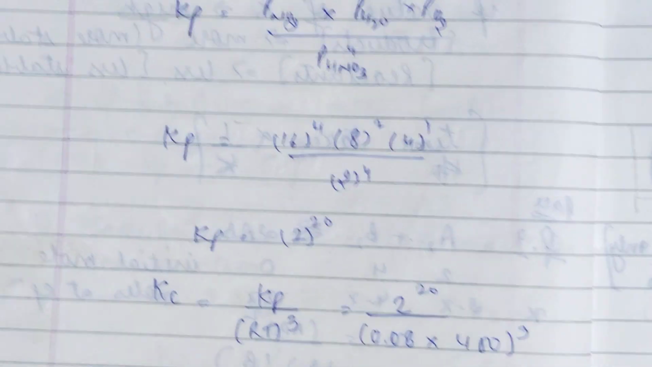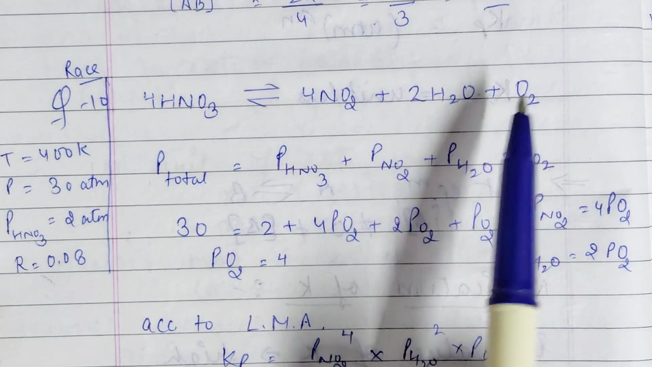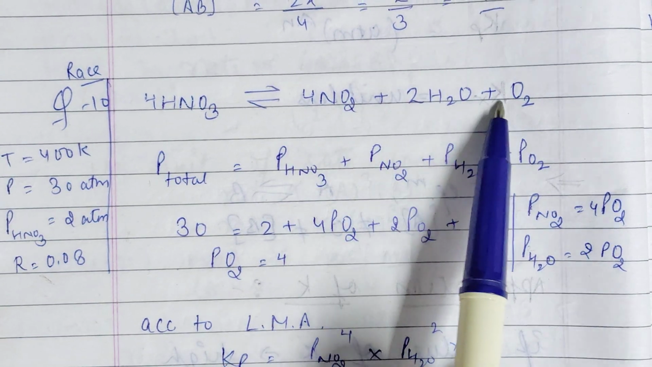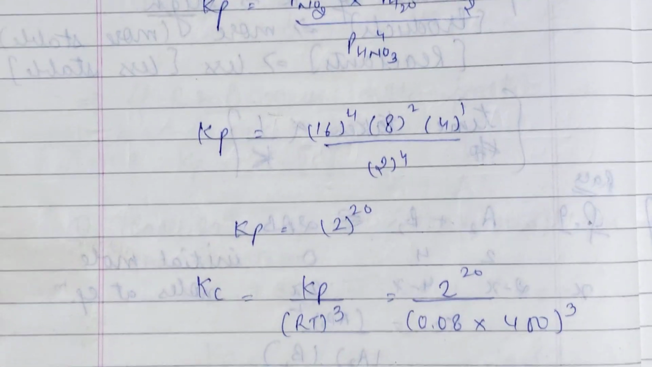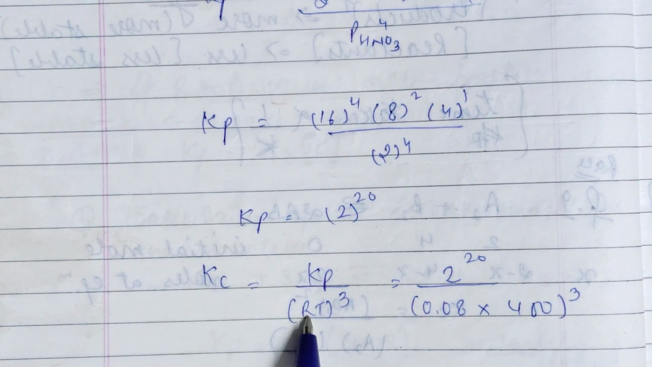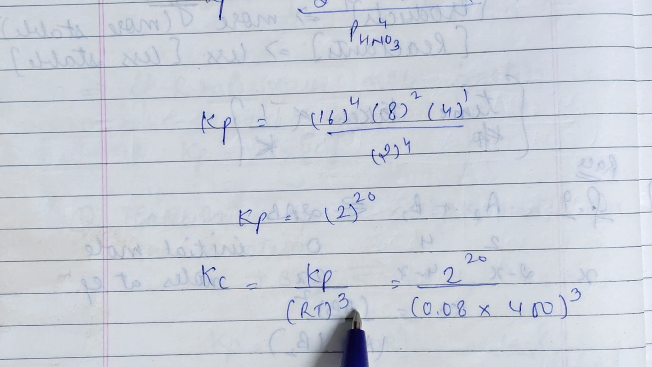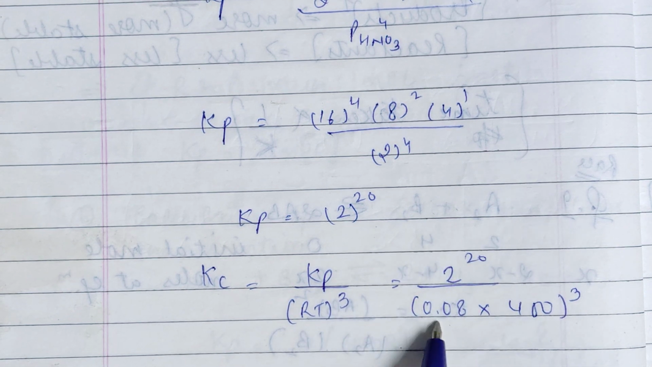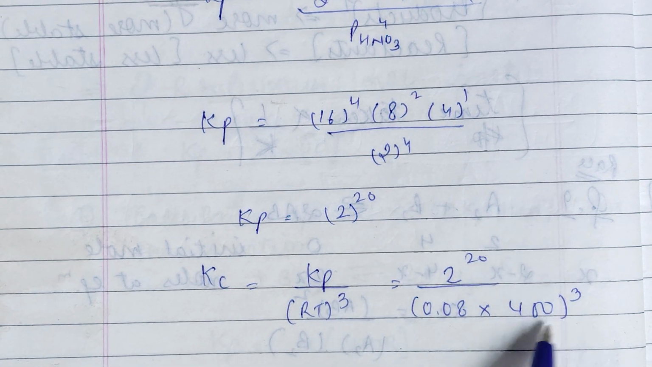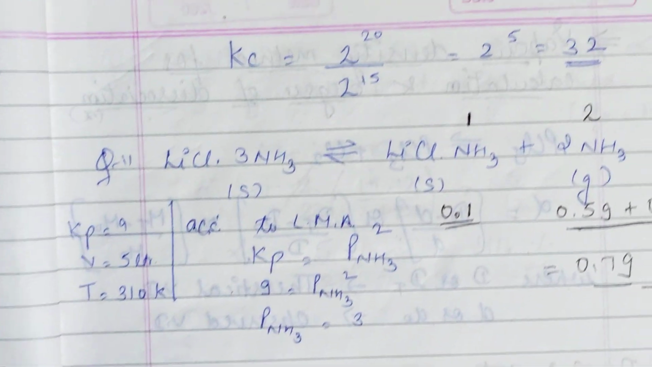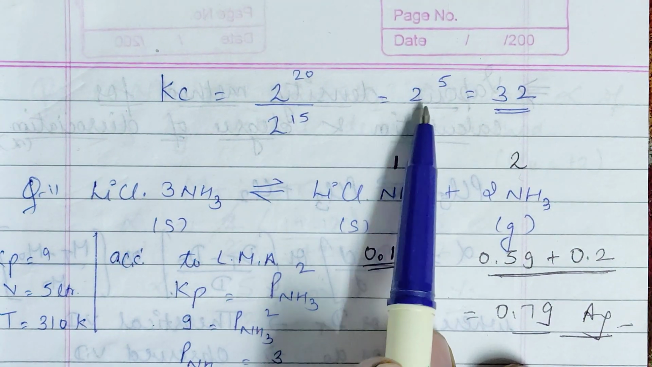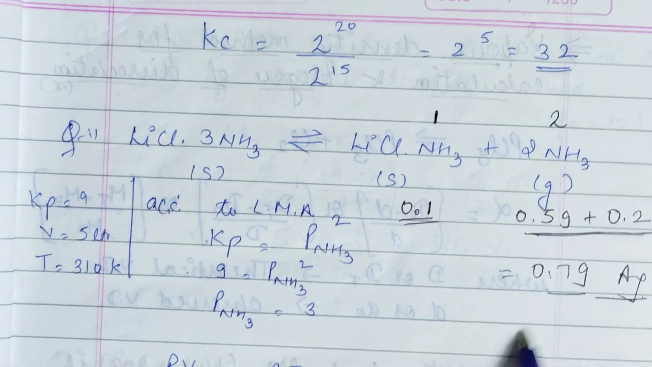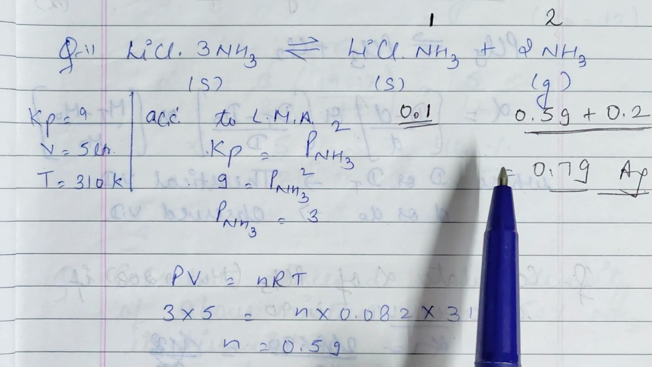Why 3? Why do we get delta n as 3? 1 plus 2 plus 4 gives us 7. 7 minus 4, we get 3. So delta n is 3. So here we write Kc equals Kp upon RT power delta n. So we get 2 power 20 upon R, 0.08, into T, 400, power 3. It will be further simplified and gives us Kc equals 2 power 20 upon 2 power 15. That means 2 power 5, or 32, is our answer. Next question.